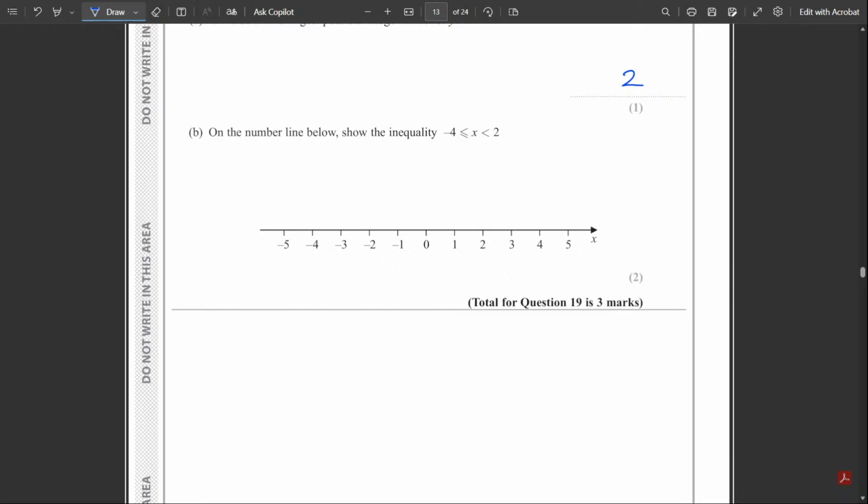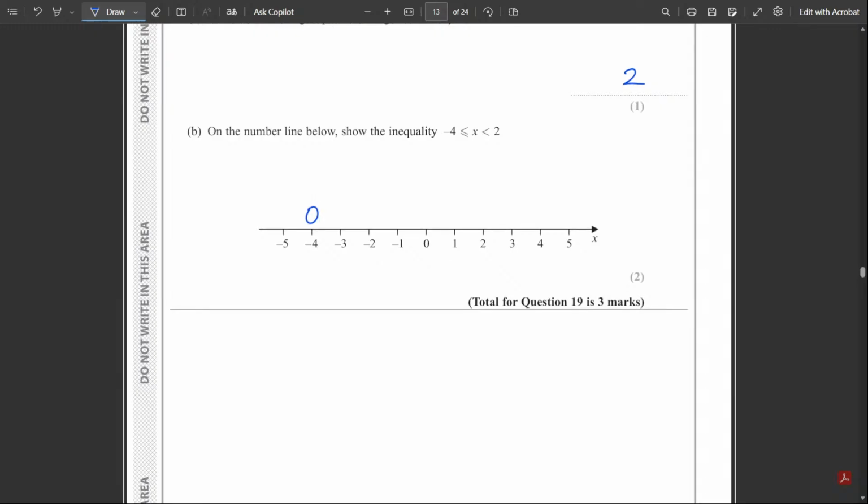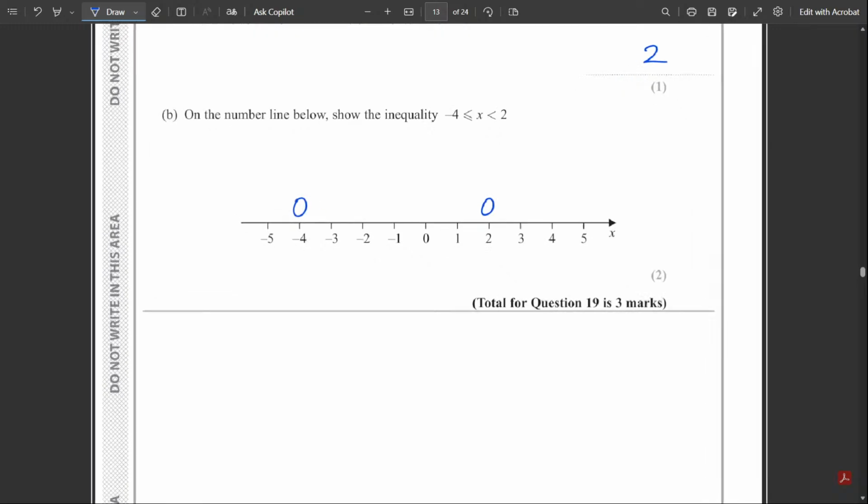Show this inequality. So we're going to do a circle on -4, and a circle on 2. Now x can be -4, so we have to shade that circle in. And you're saying x can be -4 or a bigger number this side. Okay.